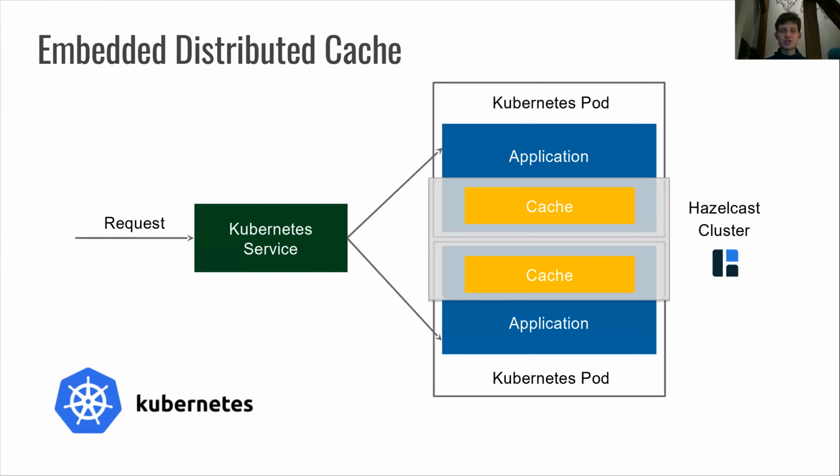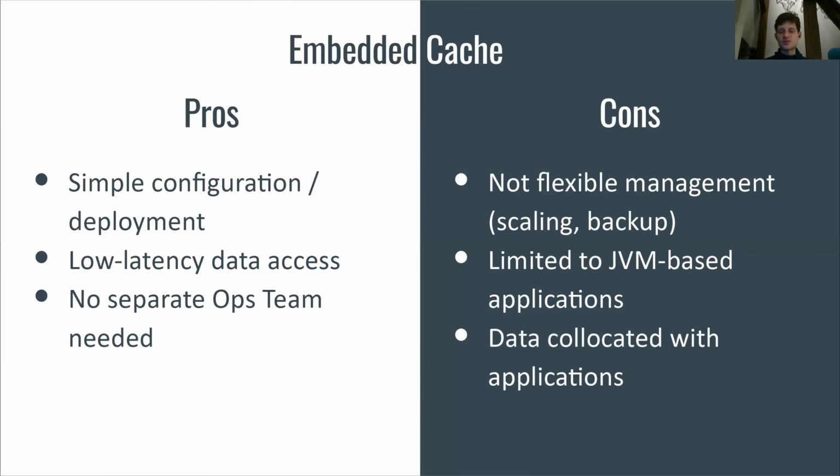So let's do a short summary and describe the pros and cons of embedded caching. From the good side, what is good about embedded caching? The first thing that is good is that this is very simple. We just use a library. There's nothing more. So you don't need an ops team to manage your cache cluster, because it goes together with the application. You also have very low latency data access, because you cannot do anything better than just have your cache as a library.